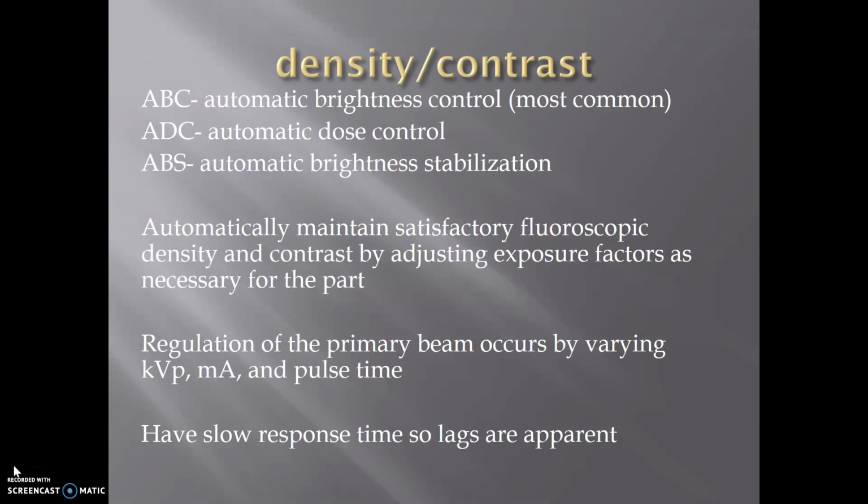For density and contrast, ABC, or automatic brightness control, is the most common. ADC is automatic dose control, and ABS is automatic brightness stabilization. These systems automatically maintain satisfactory fluoroscopic density and contrast by adjusting the exposure factors as necessary for the part. Regulation of the primary beam occurs by varying kVp, mA, and pulse time. They have slow response times, so lags are apparent.